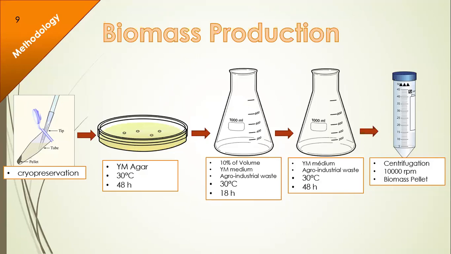After that, we put some of these cells we produced into 10% of the total volume we're going to use for the fermentation. It could be YM medium or agro-industrial waste medium, under the condition of 30 Celsius degrees for 18 hours. Then we add the inoculum to the total volume of the same medium I talked about earlier, and it goes under the condition of 30 Celsius degrees and 48 hours. After the fermentations are done, we collect the biomass by centrifugation at 10,000 RPM, and we collect the biomass pellet.